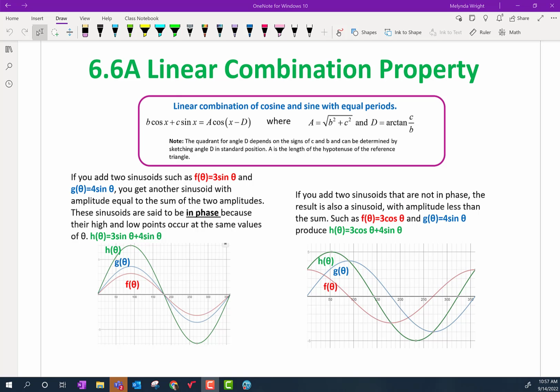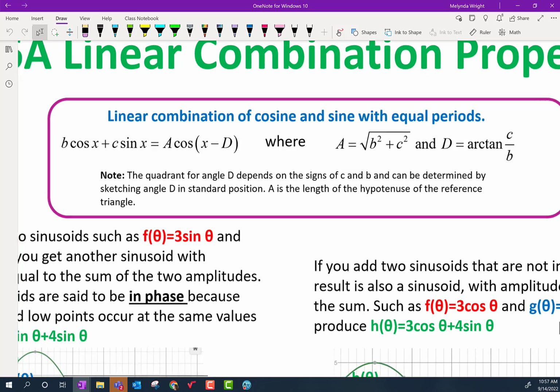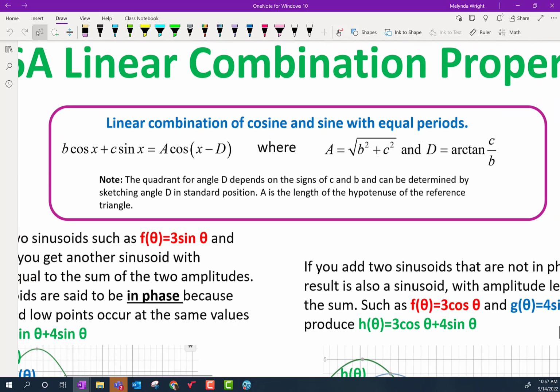All right, so let's take a look at this lesson today. We're looking at what's called the linear combination property. The purpose of this is to take a sine plus a cosine. So let's just talk about the purpose. Why do we need this property?